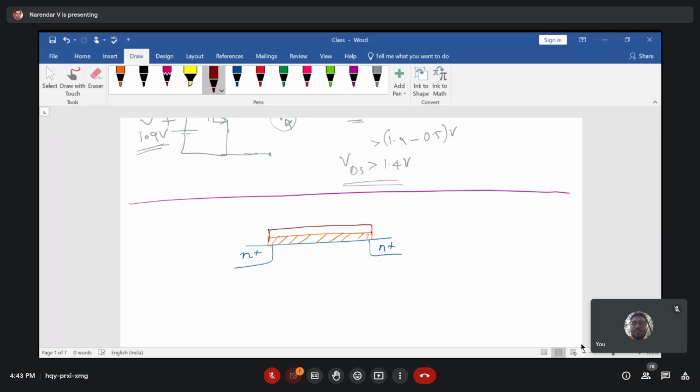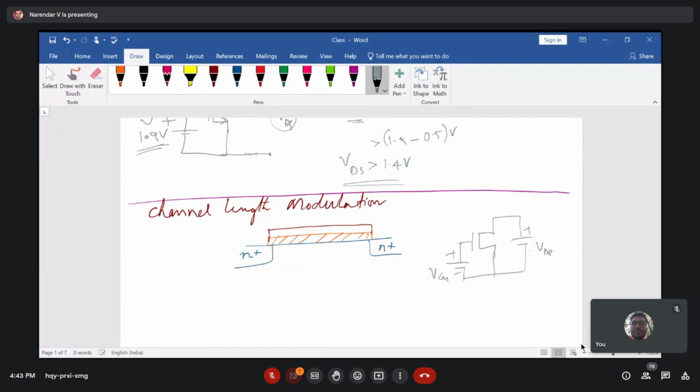What we are trying to do here is talk about channel length modulation in terms of an expression. So first you take a MOS transistor and try to bias it. Here it is VGS, positive and negative, and here it is VDS, positive and negative. And this is your N channel MOS transistor.